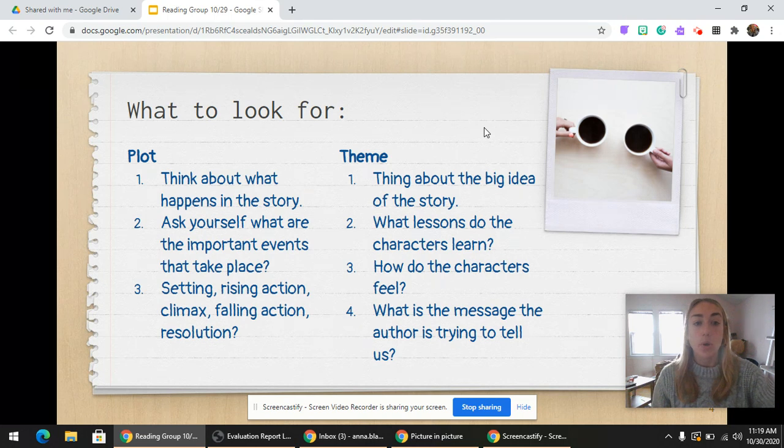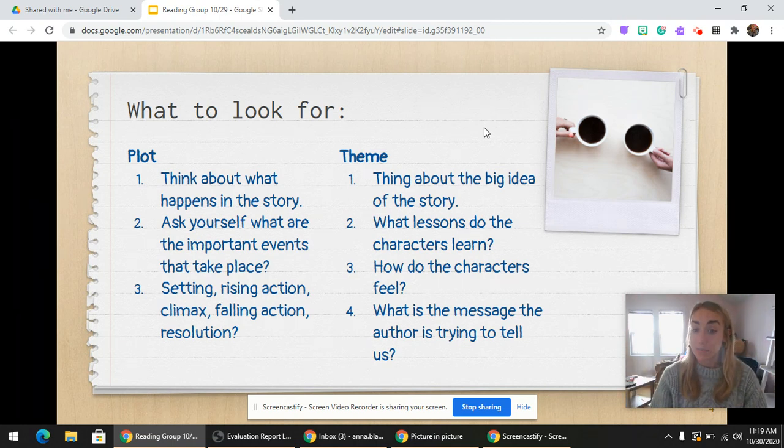What to look for when you're thinking about the plot: if a teacher asks you about the plot or someone asks you what happens, you want to think about what specifically happens in the story. What are the important events? We have the setting, the rising action, the climax, the falling action, and the resolution. Those are the different pieces of the plot mountain.